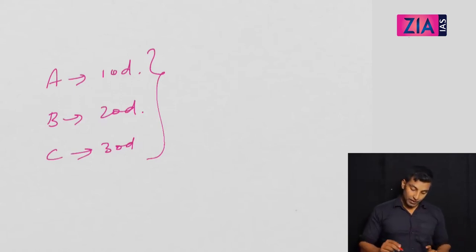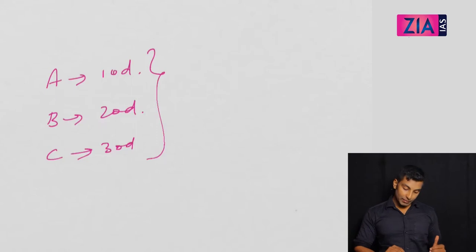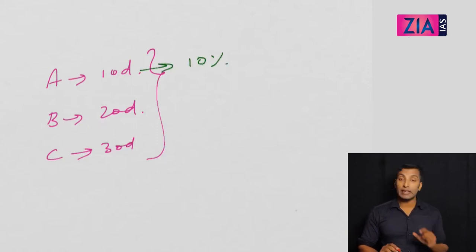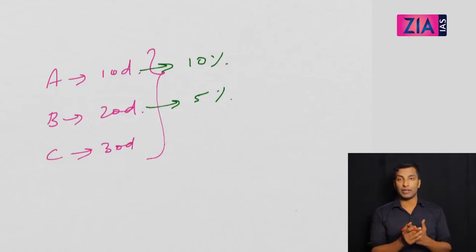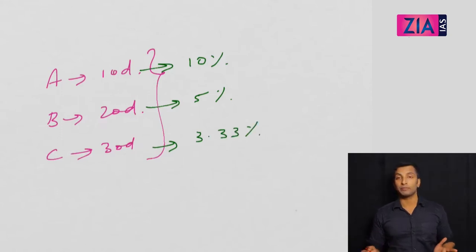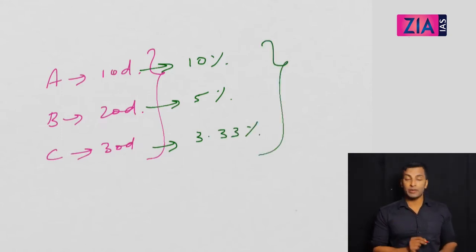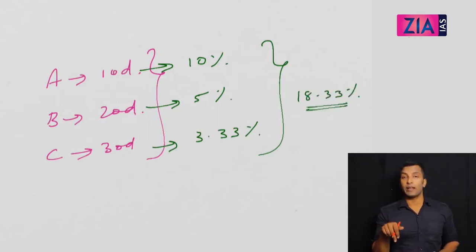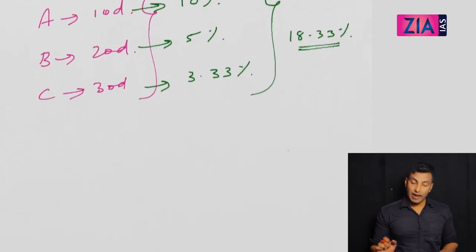If A, B, C work together, A will complete 10% in one day, B will complete 5% in one day. That's what we understood, 100 by 10, 100 by 20. Then C will complete 3.33% in one day. So if A, B, C work together, they complete 18.33% in one day. Now 18.33% in one day means how many days will they take to complete the work?